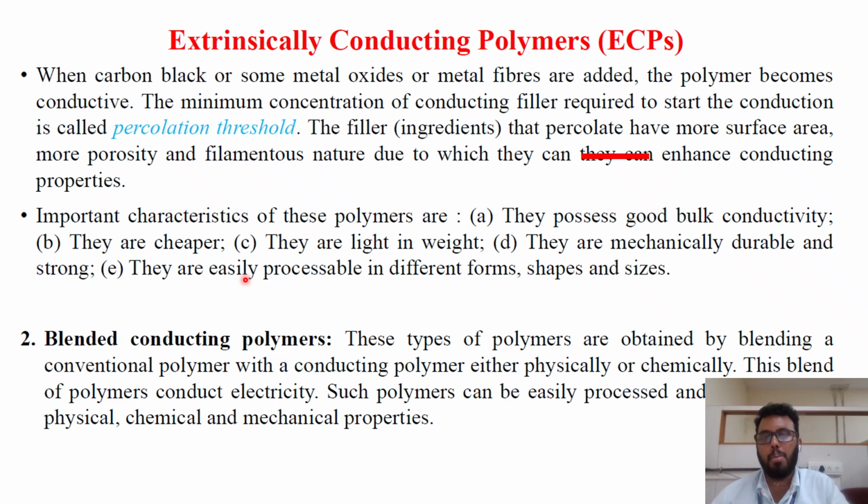Blended conducting polymers, BCPs. These are polymers obtained by blending a conventional polymer with a conducting polymer, physically or chemically, and this blend will conduct electricity. Such polymers can be easily processed and possess better physical, chemical, and mechanical properties.